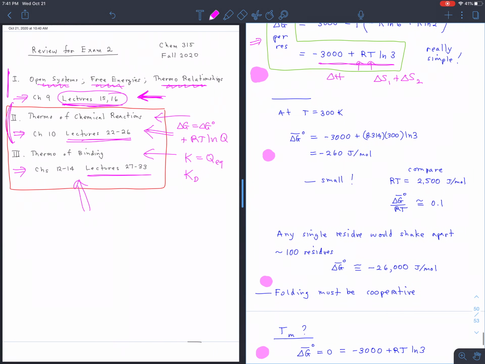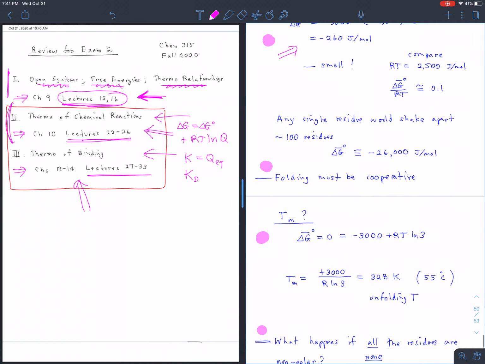And we did two things. We saw that the delta G is not very stable per residue. You have to have the whole thing folding up at once in order to get a big enough delta G contribution so that it will really actually stay together as a stable folded structure. The folding must be cooperative is the conclusion.